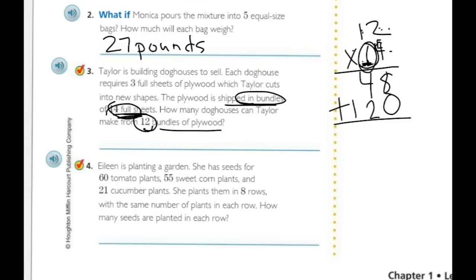And so I'm going to add. I have 8 plus 0 is 8. 4 plus 2 is 6. And 1 plus nothing is 1. So I get 168. Well, that's how many sheets I'm going to have total.